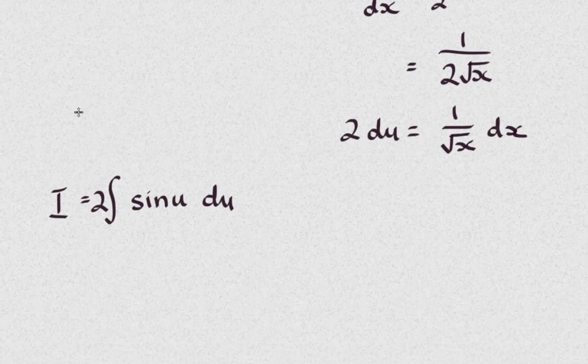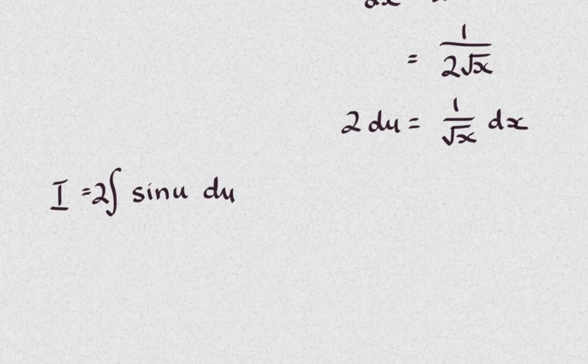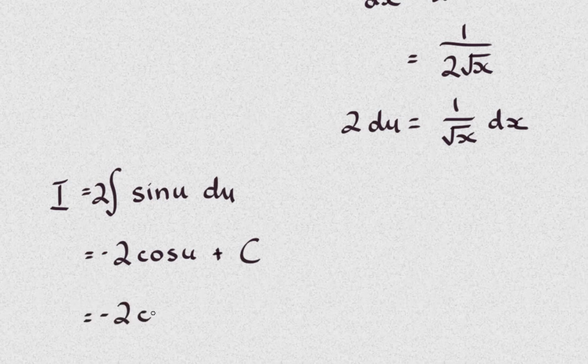So now we just have to figure out the integral of sine u. And the integral of sine is negative cos. And so we get negative 2 cos u, plus our constant of integration. And finally, if we replace u with root x, we have our final answer.